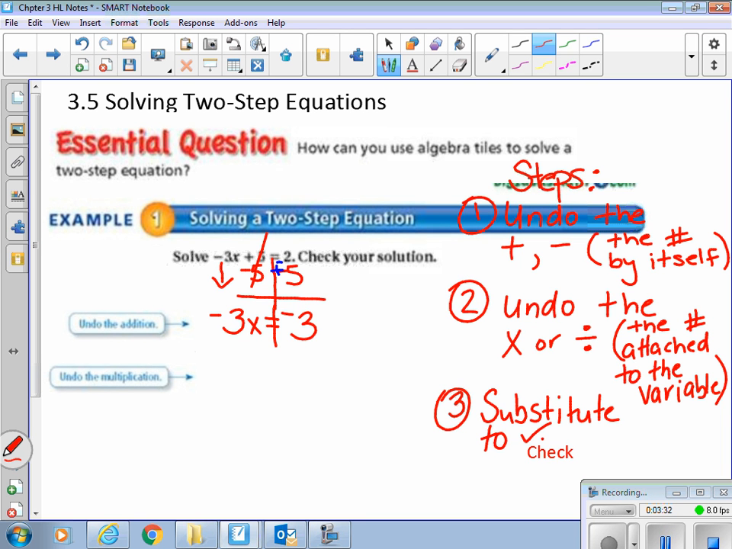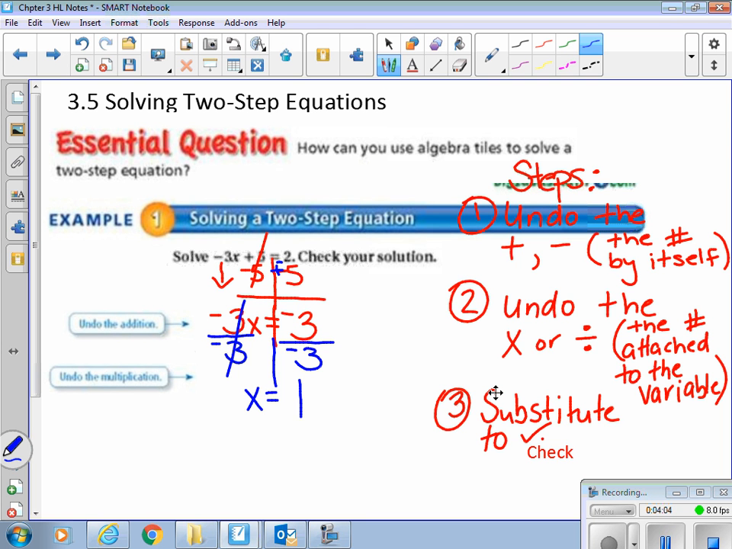So now I have negative 3x is equal to negative 3, and I want to undo this negative 3, which is being multiplied by x. The inverse operation of multiplication would be to divide. So in order to get rid of that multiply by negative 3, I'm going to divide by negative 3 on both sides of the equal sign. Negative 3 divided by negative 3 gives me a positive 1, or just simply positive x. And negative 3 divided by negative 3 on the other side also gives me a positive 1.